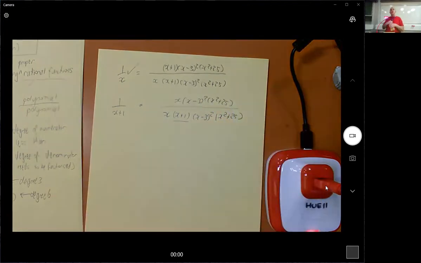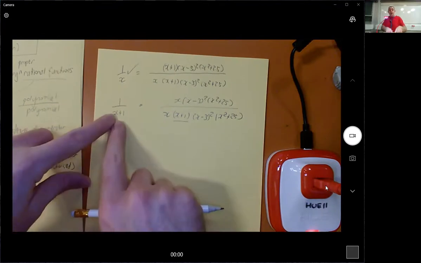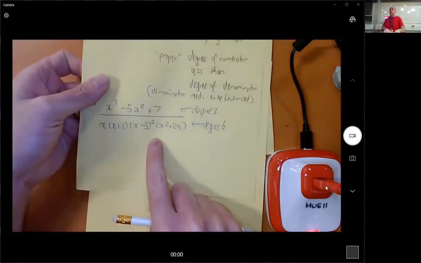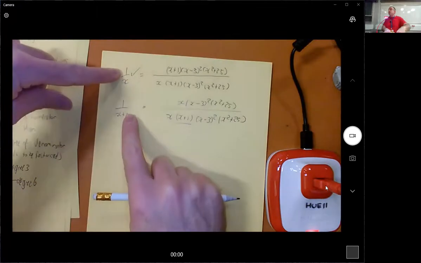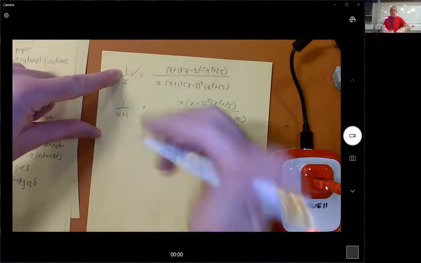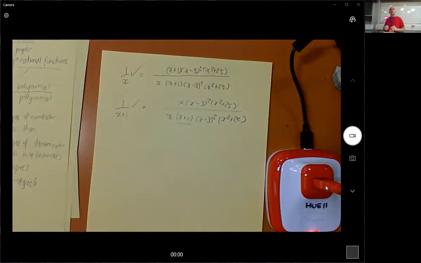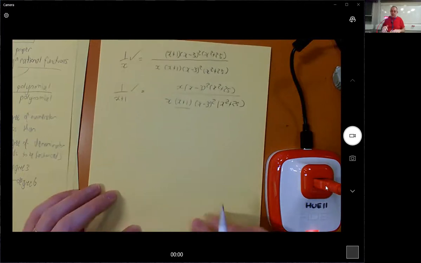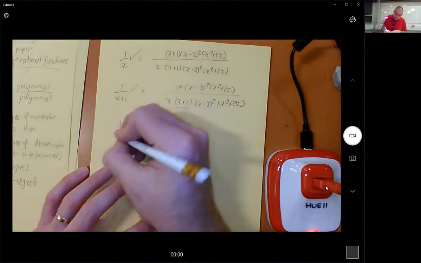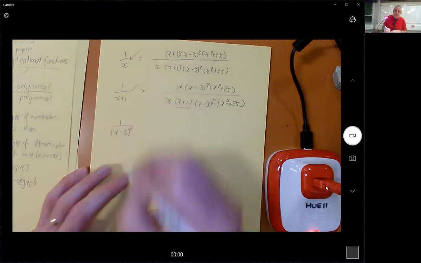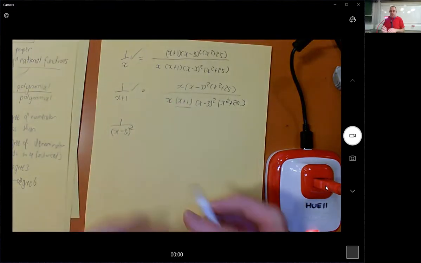Then that is definitely true that this thing is one of these functions. And it's a different function from that one. So that'll work. Let's try another one. What about 1 over (x minus 3) squared? That one.